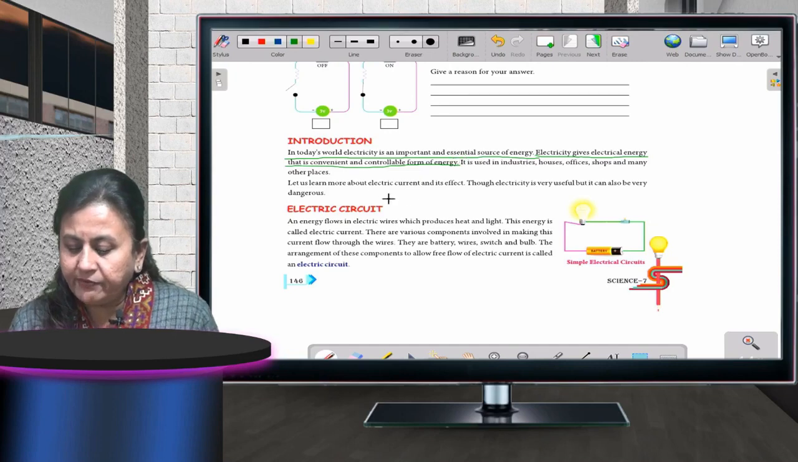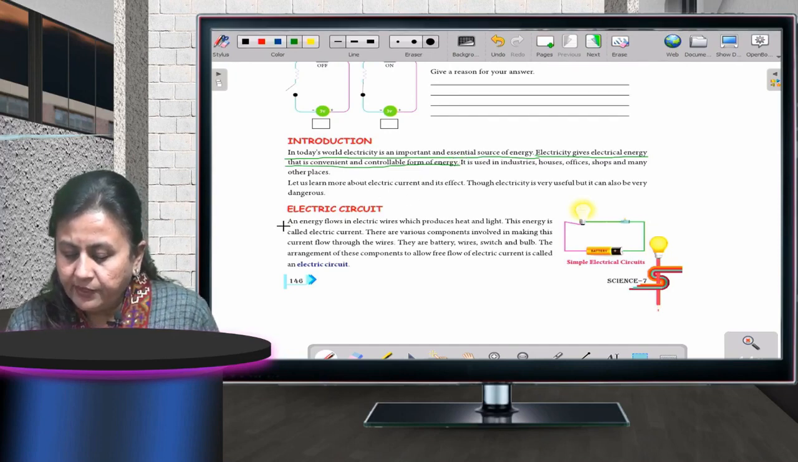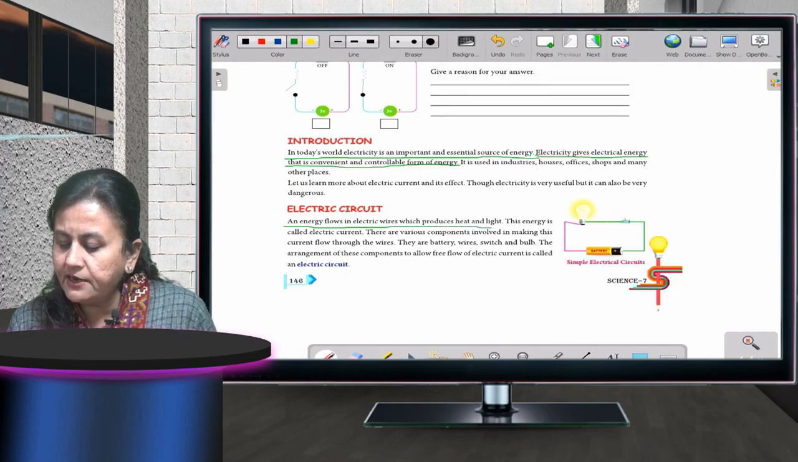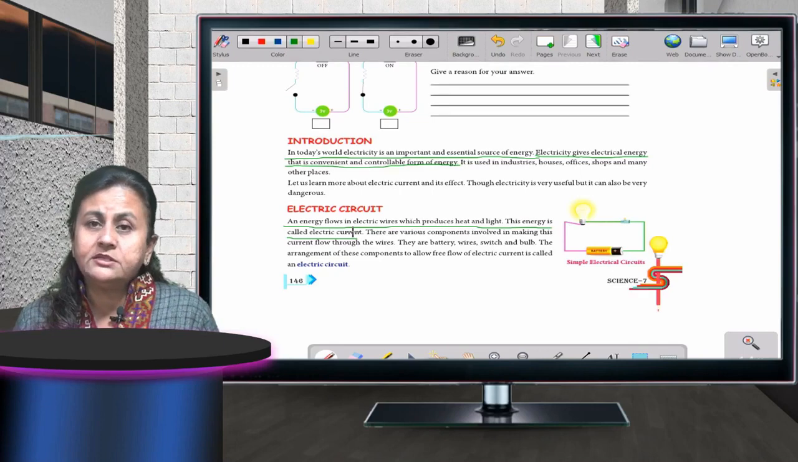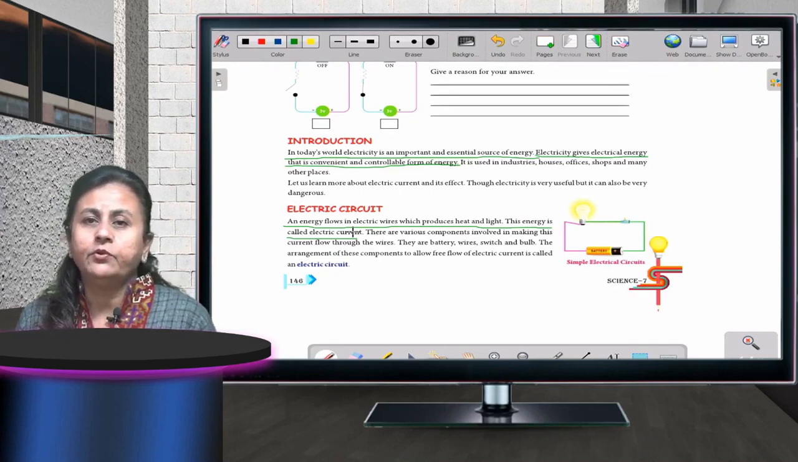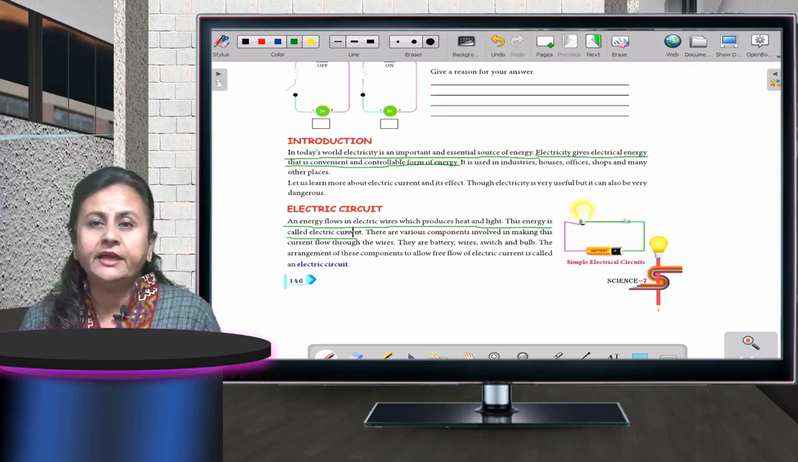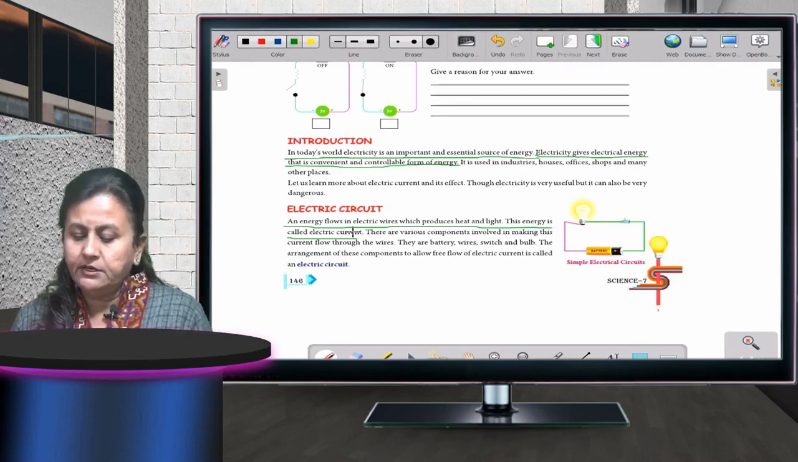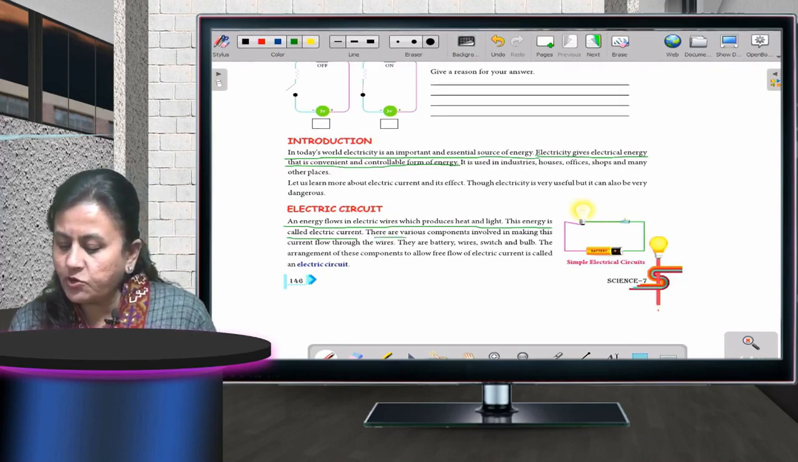Now I'll tell you what electric current is first. Energy flows in electric wires which produces heat and light. This energy is called electric current. So what is electric current? When the energy is flowing in the electric wires and it is producing both heat and light, it is called electric current.